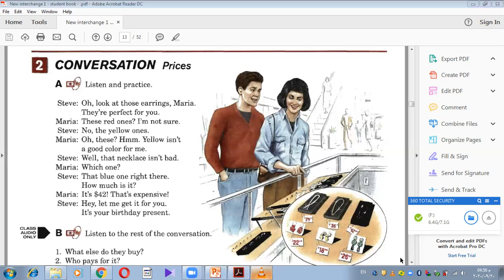Page 14, Exercise 2, Part B. Listen to the rest of the conversation. 1. What else do they buy? 2. Who pays for it?